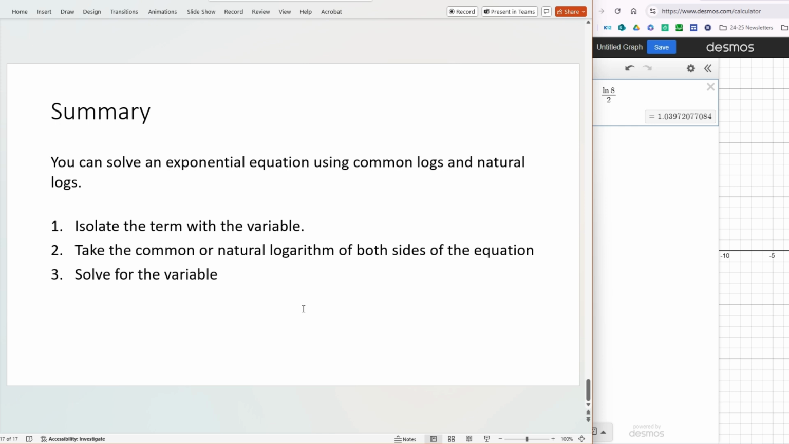So remember, you can solve an exponential equation using common logs and natural logs. You want to always first isolate the term with the variable and then take the common or natural log of both sides of the equation. Then you can solve for the variable.